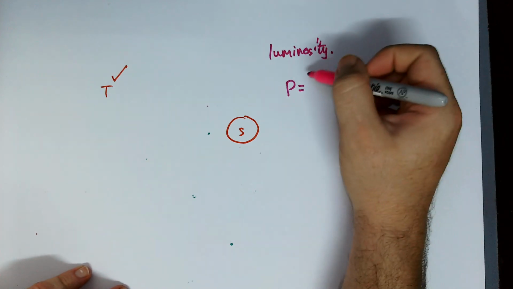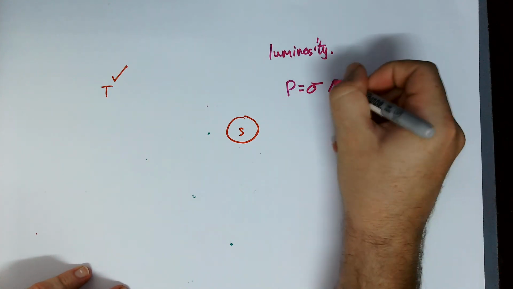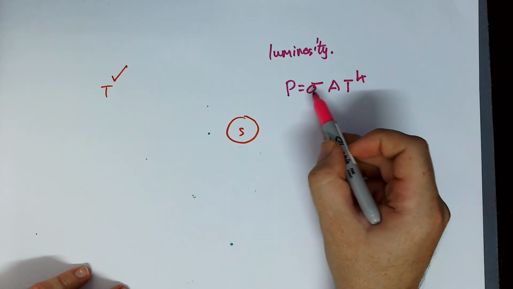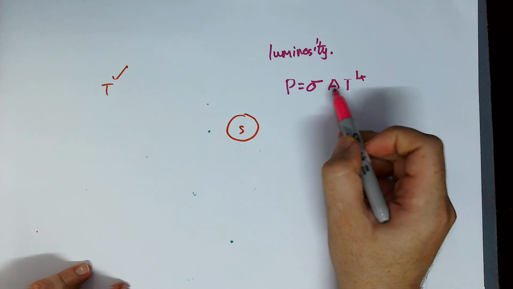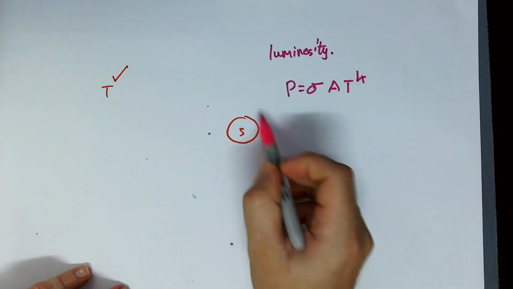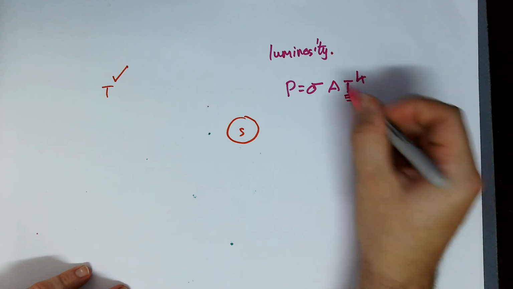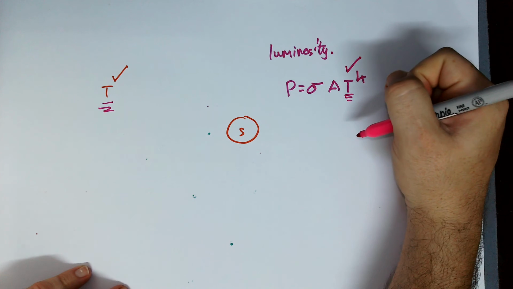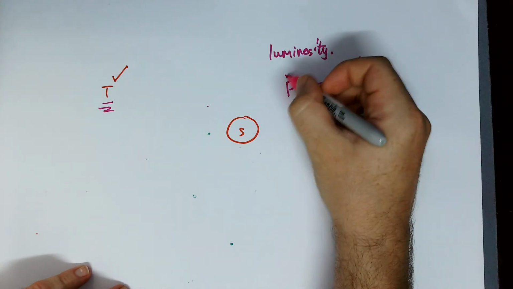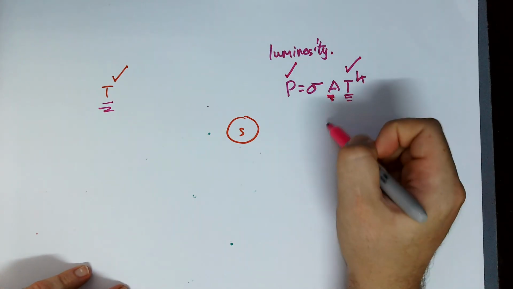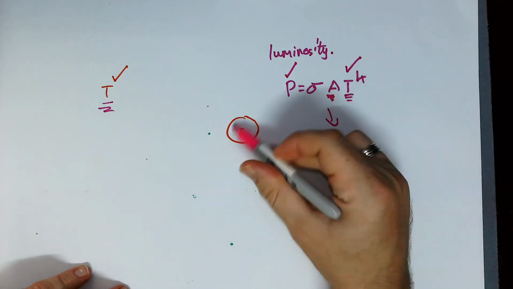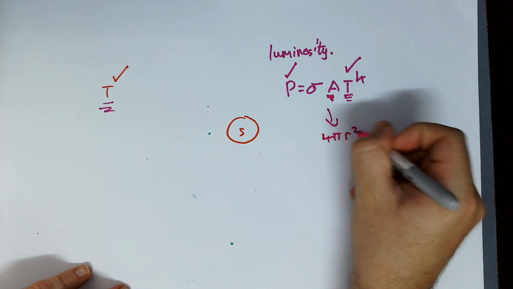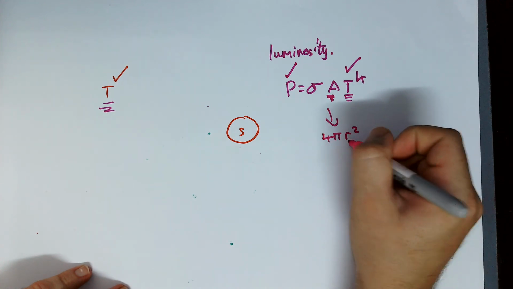So the luminosity, or the power, is equal to sigma A T to the power of 4. Sigma is Stefan's constant, so it's a constant. A is the surface area of the star, this surface area here, and T is the temperature of the star itself. So now we know the temperature of the star. If we know the luminosity, we could work out the size of it. Because remember, A is the area of this star, so it is 4 pi r squared. And that tells us the radius of the star.